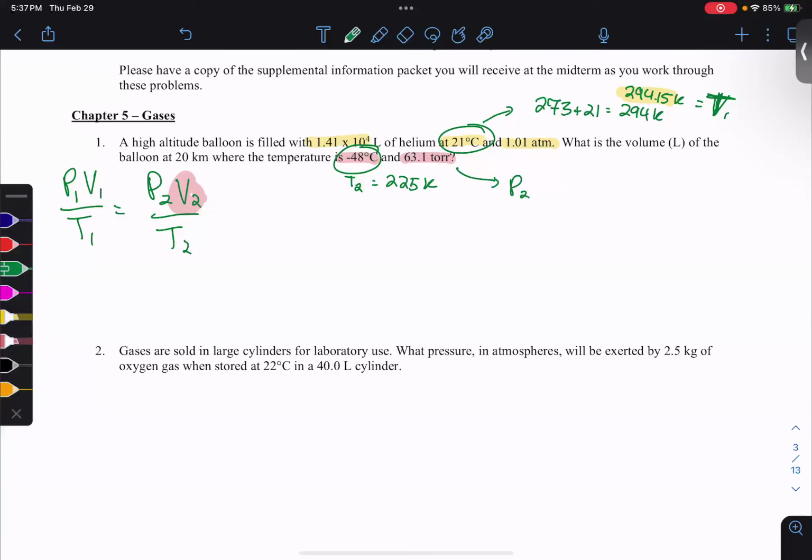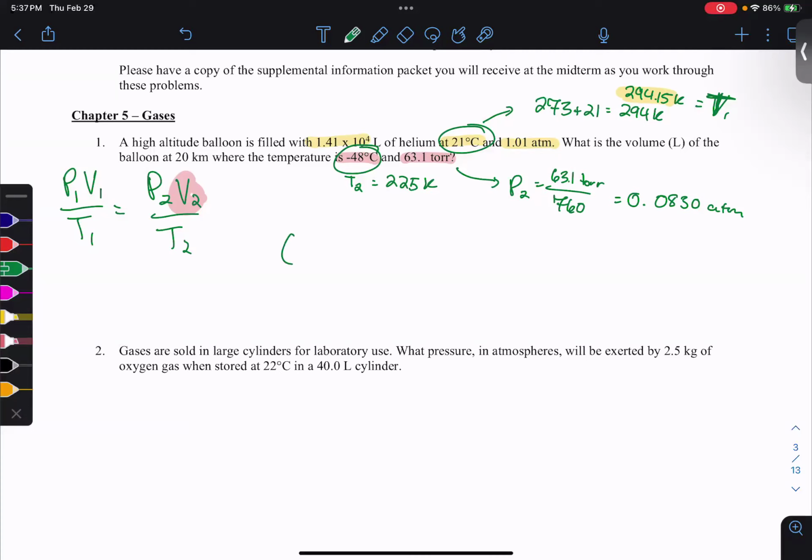I have to convert pressure so they match. I'm just going to convert both of them to atmospheres, or you can convert both of them to torr. It doesn't matter. You'll get the same answer. So this pressure, 63.1 torr over 760, is 0.0830 ATM. So high up in the stratosphere, cold and less pressure. And so we just solve for V2.